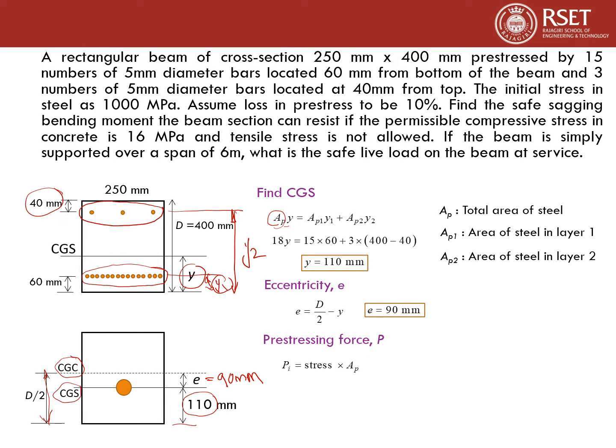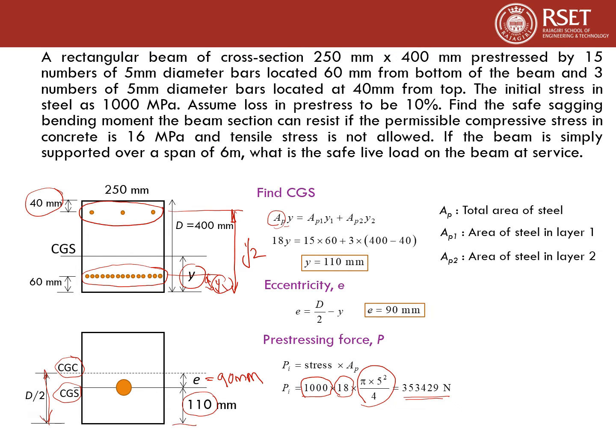Now in the question it is given that the initial stress in steel is 1000 MPa. So stress in steel will be transferred to concrete as compression. So the force in steel will be the stress in steel into the area of steel. So finding the initial pre-stressing force will be stress into the area of the pre-stressing steel. That area of the pre-stressing steel will be the total number of bars, that is 18 bars, into the area of 1 bar, into the stress. Stress is 1000 MPa, given to you. So we get a value of 3,53,429 newtons. This is the initial pre-stress.